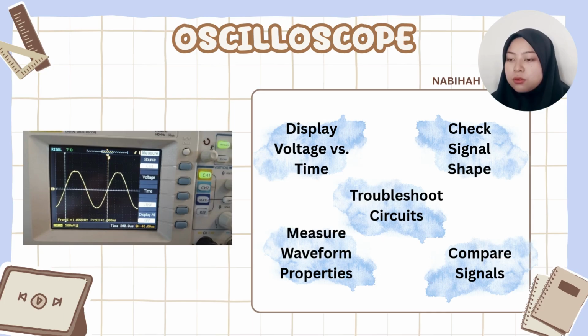How to use oscilloscope? Firstly, you need to turn on the oscilloscope. Then, connect the probe to the input channel CH1 or CH2. Then, attach the probe tips to your test signal or from the function generator. Press auto set to automatically adjust the display. Use the vertical knob to adjust voltage scale, y-axis, and use the horizontal knob to adjust time scale, x-axis. You can now see the waveform like the sine wave in the image.